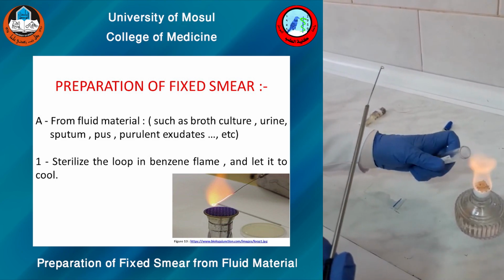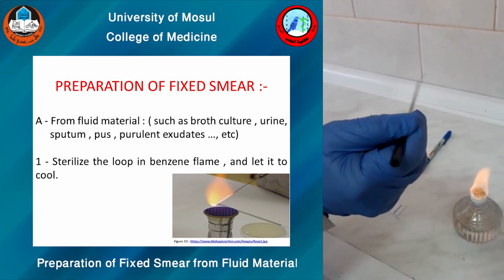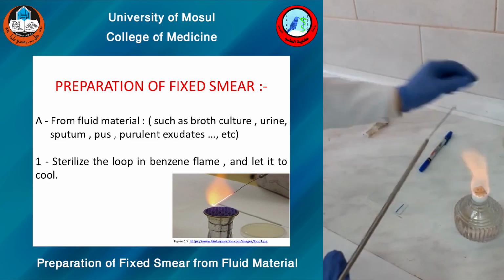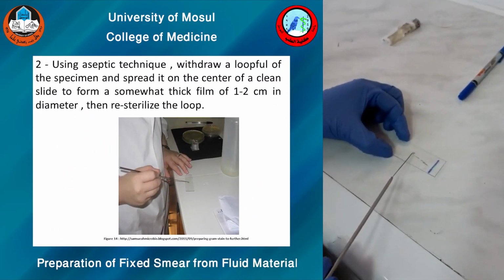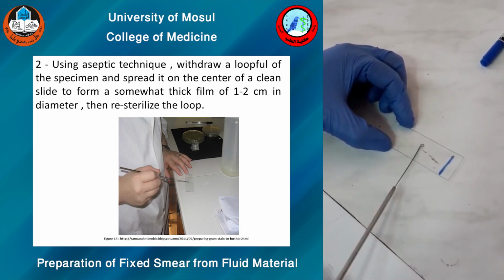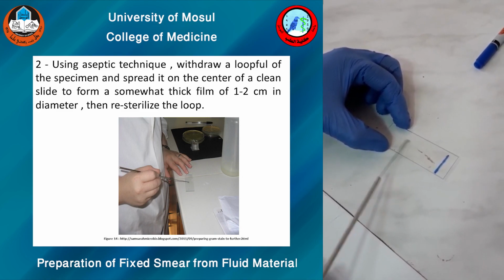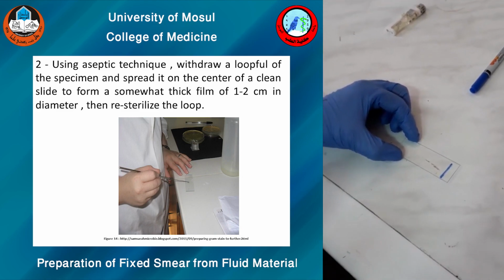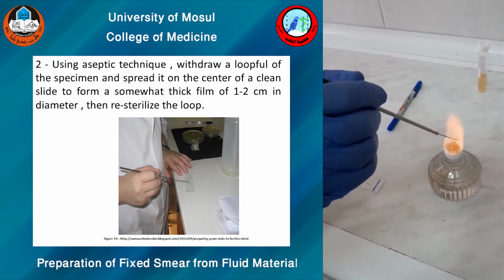Again, we sterilize the opening of the tube and close it, and spread the loopful of the specimen on the center of the clean slide. Spread it by 1 to 2 centimeters to form a film of the smear. And then we will re-sterilize the bacterial loop.